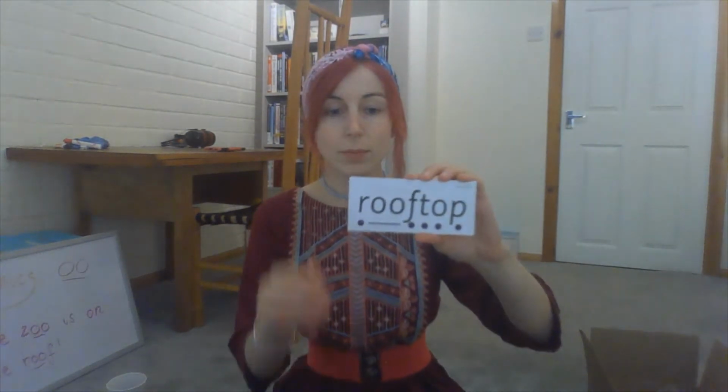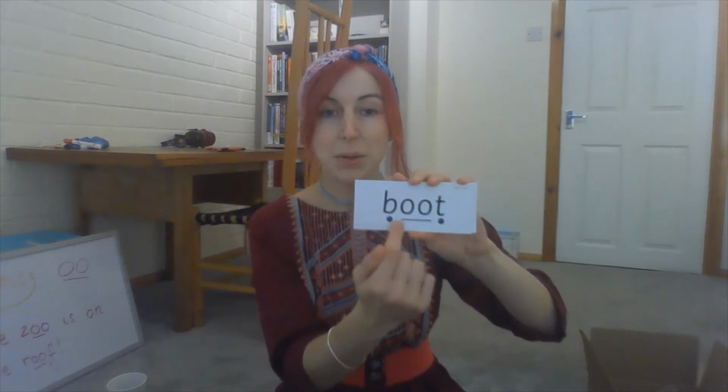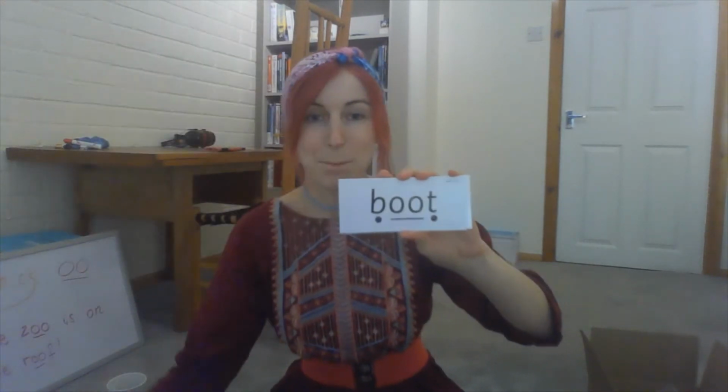Okay. Right. It is time, I think, to read some words that have that oo sound in them. So I have got some nice words for us here, and they have got some lovely sound buttons on them to help us. So we will read those together. Should we start off with our two-syllable word? We are going to sound out the first chunk and then the second chunk. Roof, roof, top, top, and then put them together. Roof, top. Well done. Boot, boot. Excellent. Zoom, zoom, zoom.